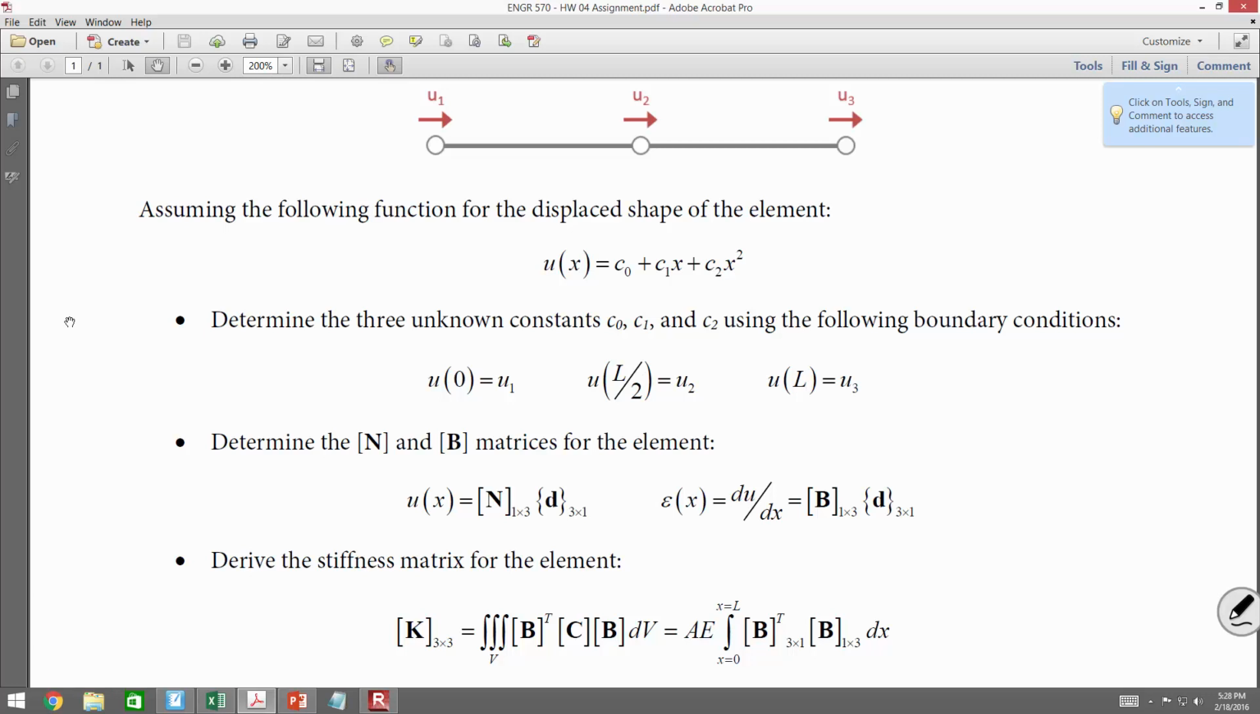The main diagonal is always positive. So if you evaluate K11 and K22 and K33 and you get it negative, you did something wrong. Okay, that's number one. What's another fact? They're symmetrical. So K12 better equal K21. You see what I mean?